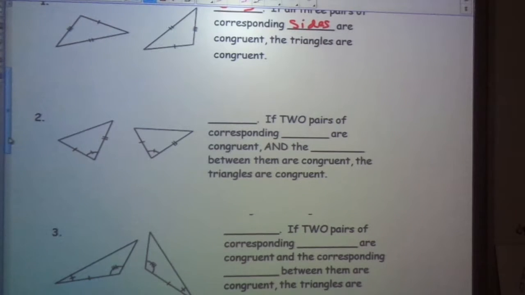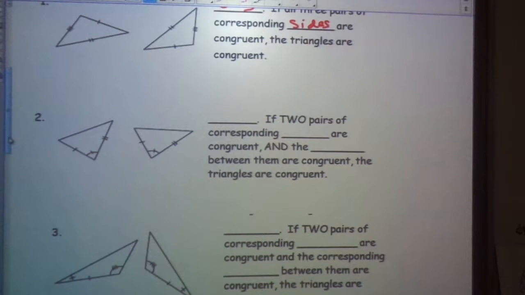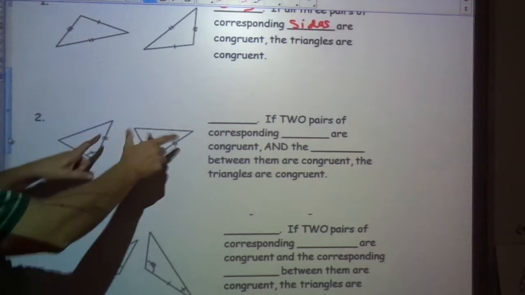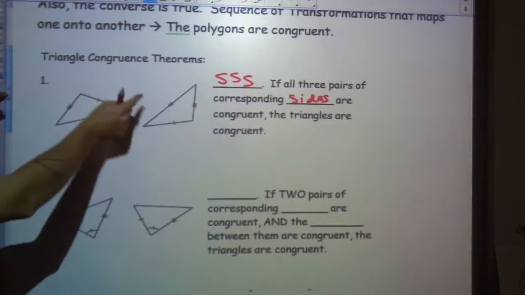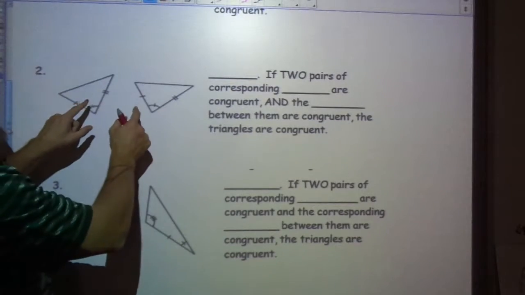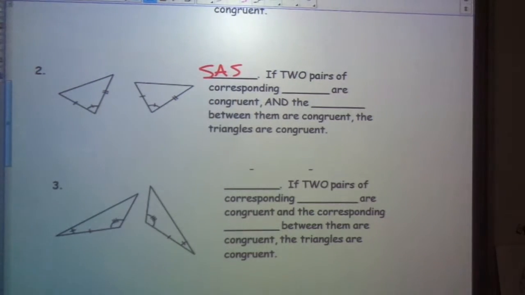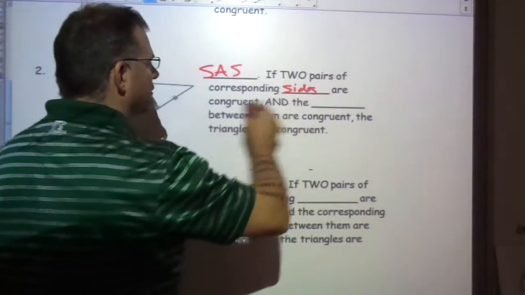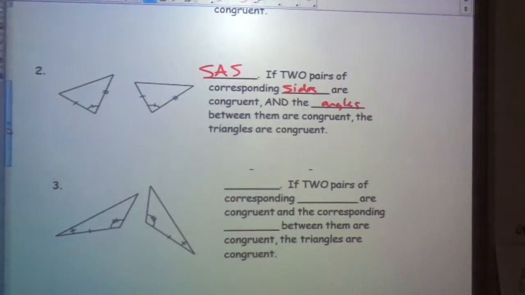Here's another one, where what if we have side, side, and an angle that's in between? This is also enough to show that these are congruent, because that angle has to open up the same amount, which means this third connecting side has to be the same length. So we'd have side, side, side, which we had here. This one, though, is called side, angle, side, because the angle is in between the 2 sides. If 2 pairs of corresponding sides are congruent and the angles between them are congruent, the triangles are congruent.